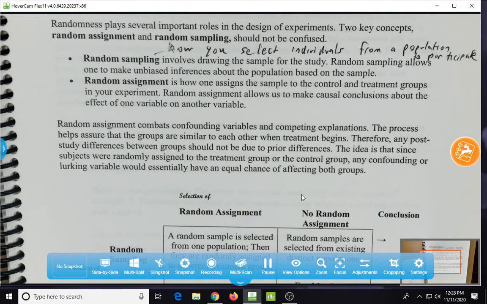So, what would happen if I didn't use random assignment if I was going to form two groups? I might have bias. I might put the healthier people into the group that I want to show there's a treatment. And there's always implicit bias.